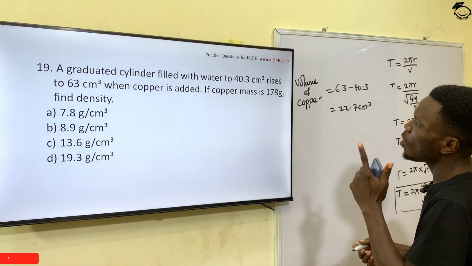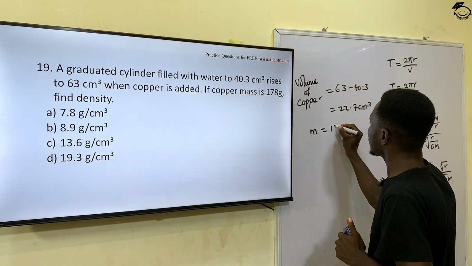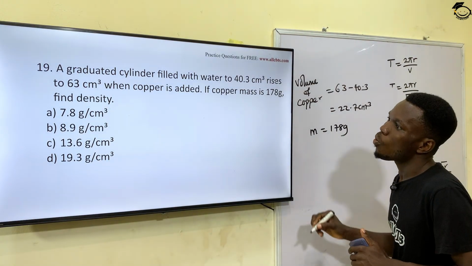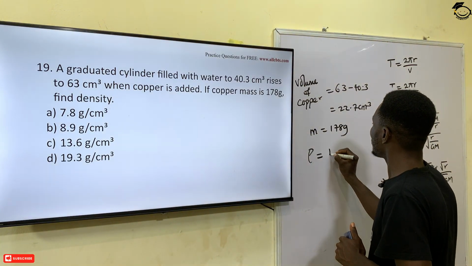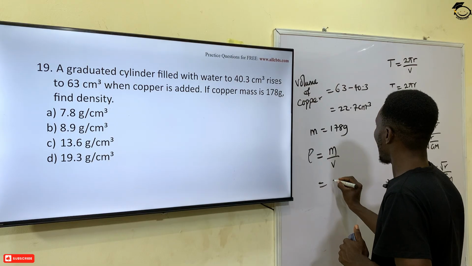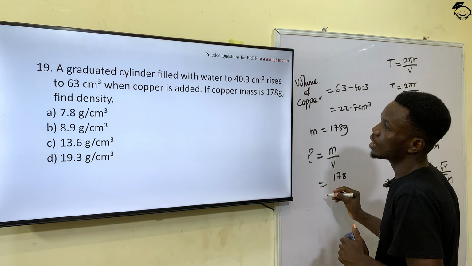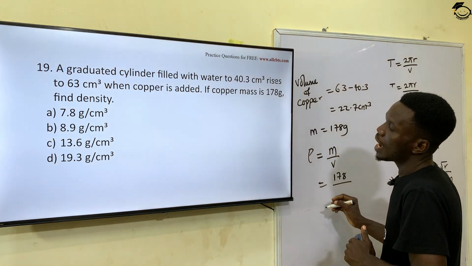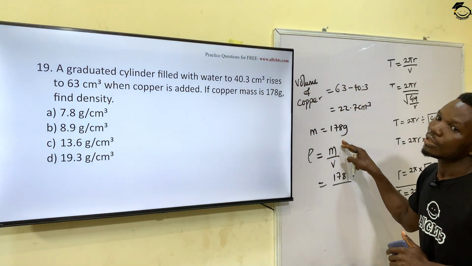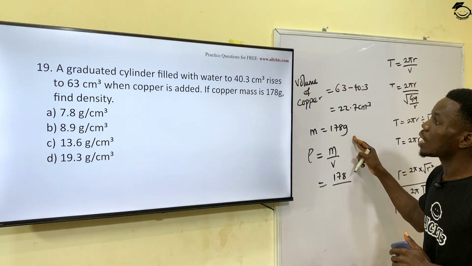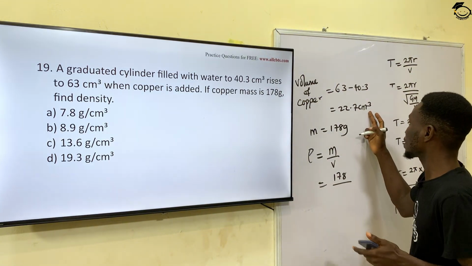And if the mass of the copper that was added is 178 gram, what is the density? We're looking for the density, we do not know, but we know that density equals mass over volume. So this means that I have 178 gram over, so now why am I not converting this to kilogram? Because I know that my density is supposed to be kilogram per meter cube. But if you look at our options, they are all in gram per centimeter cube, so I'm not converting any one of this.